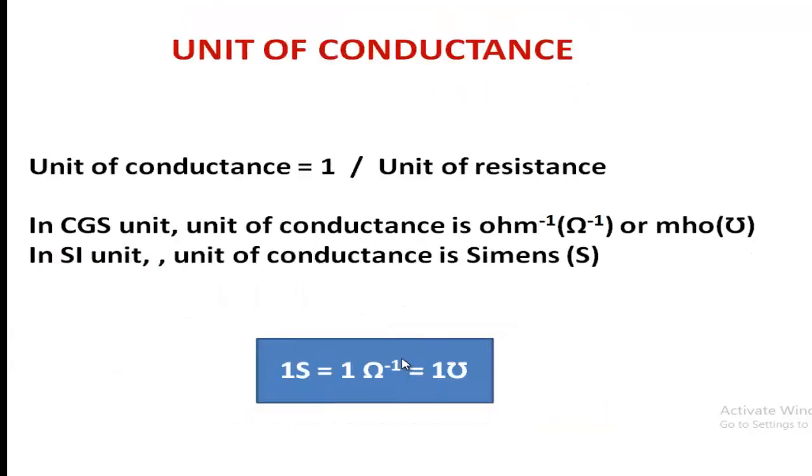Now, the unit of conductance. In CGS, the unit of conductance is per ohm or mho. That means the CGS unit of resistance is ohm, so the CGS unit of conductance will be per ohm. And the SI unit of conductance is Siemens, denoted by capital S. So we can write 1 Siemens equals 1 per ohm equals 1 mho.